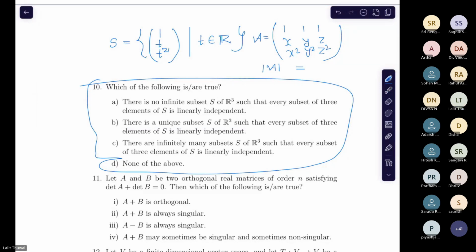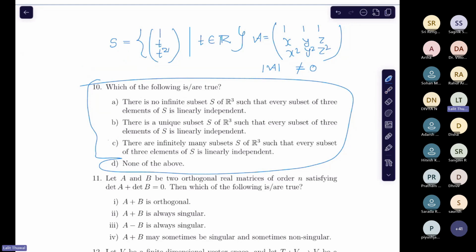Anyone? So what is the determinant? This is a Vandermonde matrix, right? You know. Okay. So this comes out to be non-zero if your x, y, z are distinct. So it means that whenever you take any 3 vectors from here, these 3 vectors are linearly independent because they are going to make an invertible matrix. So now this is true, right? From this set, take any infinite subset, that will be linearly independent. And the number of infinite subsets of it is uncountable. So this one is correct, C.